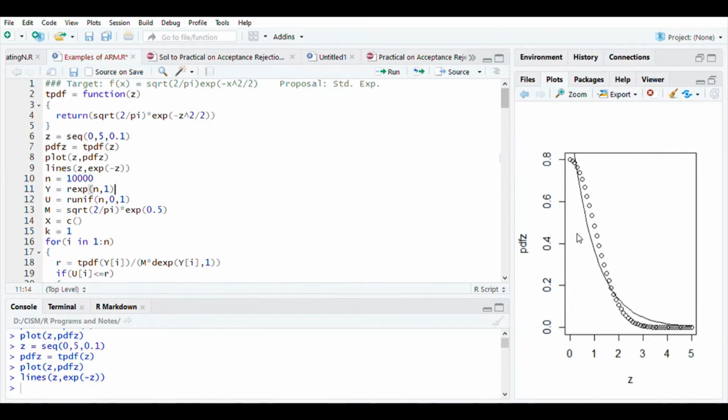In fact, because this is going out of the region, we should first plot the proposal density, and then add the target density to the graph. So instead of PDF z, I am first plotting e raised to minus z, the standard exponential PDF, and then I will add the target PDF curve to it. So let us see how they look.